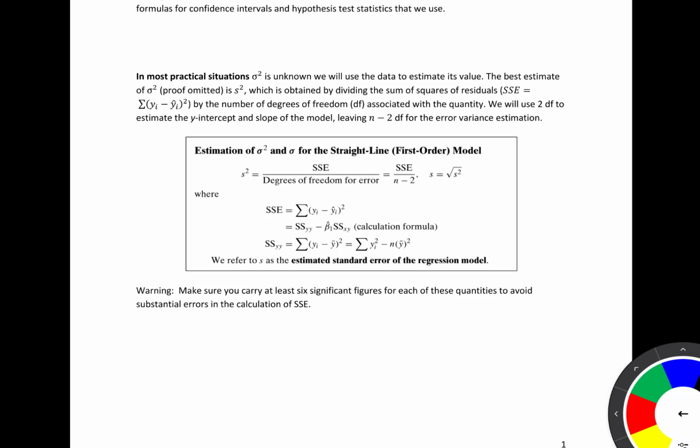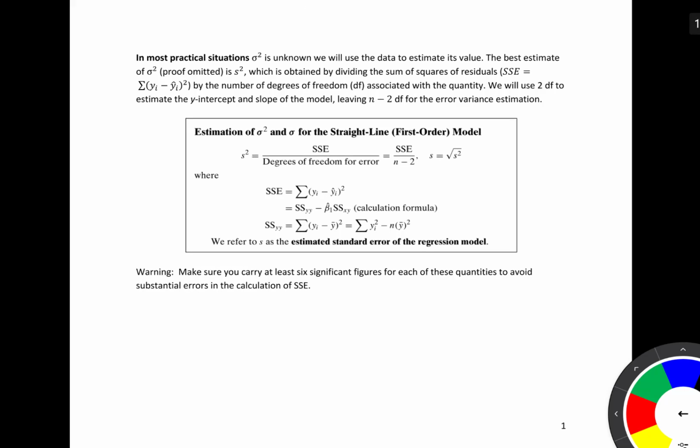our formulas that we're going to use, and again we're going to calculate these by hand here. That's just so you can see how this is done, but a majority of the time you're going to get these values from software. And so there's a warning here: make sure to carry at least 6 significant figures for each of these quantities to avoid substantial errors in the calculation of SSE. You'll see when I calculate these, I'm actually only going to use 4 decimal places. Again, this is just for illustration. In practice, I would never calculate these values by hand. I'm always going to use software.